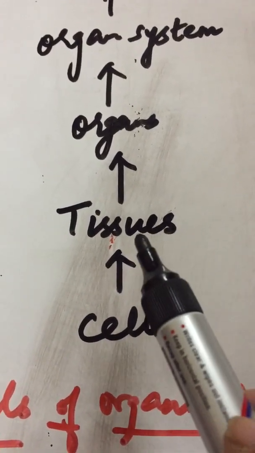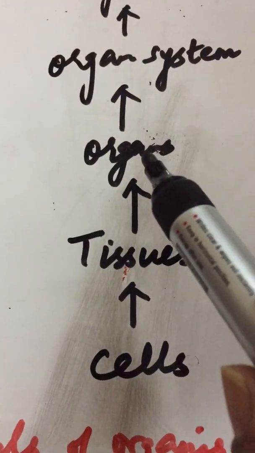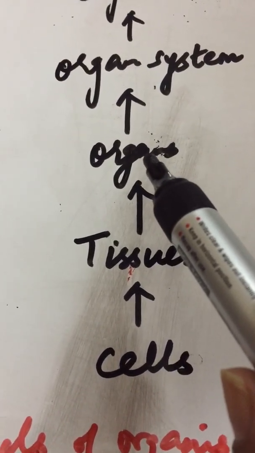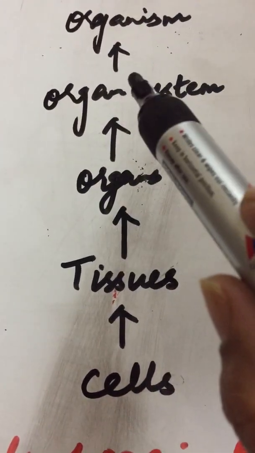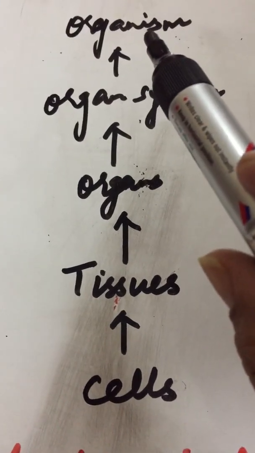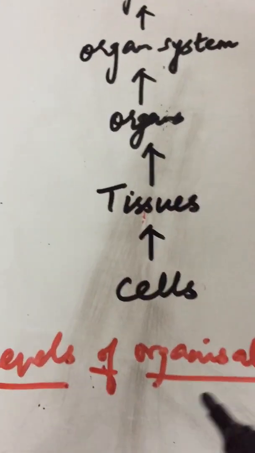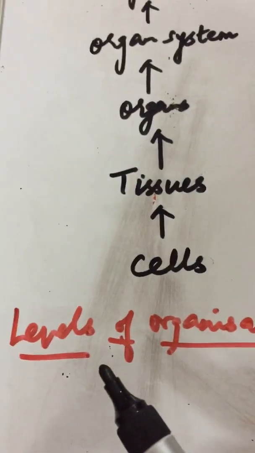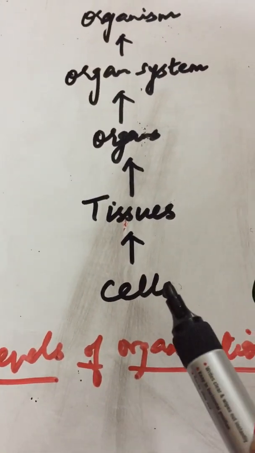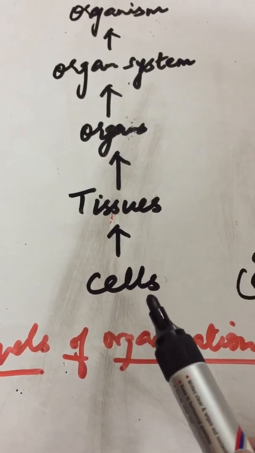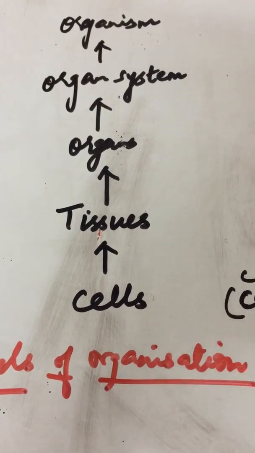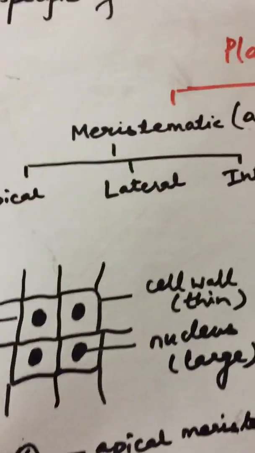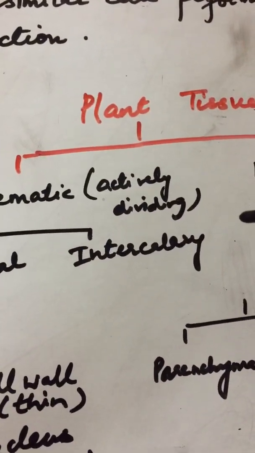Likewise, different tissues work together to form an organ. Different organs work together to form an organ system, and all the organ systems in your body constitute an organism. And these are together called levels of organization. So cells, the basic structural and functional unit of life, group together and perform a specific function to form tissues. Tissues basically are of two kinds, that is plant tissues and animal tissues.